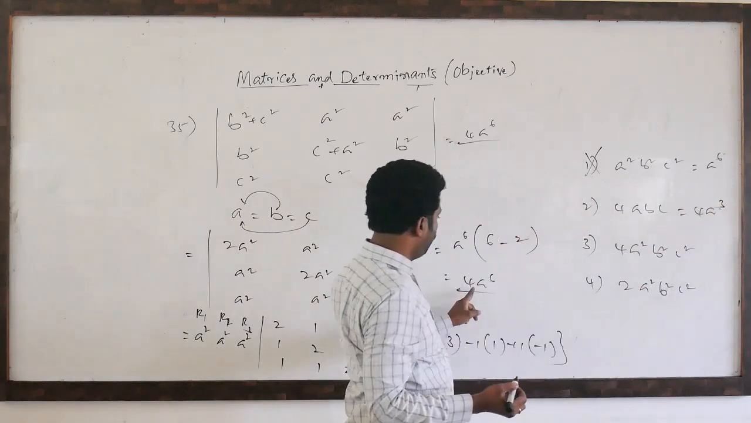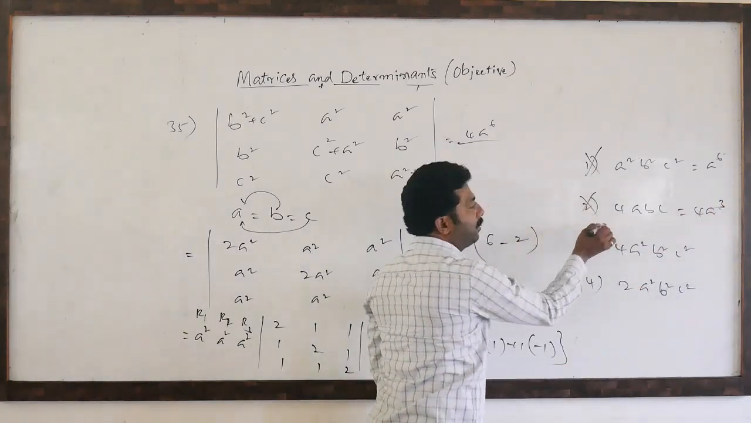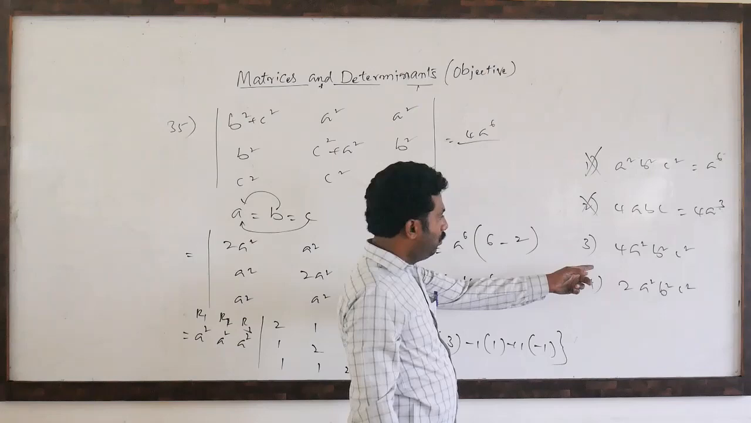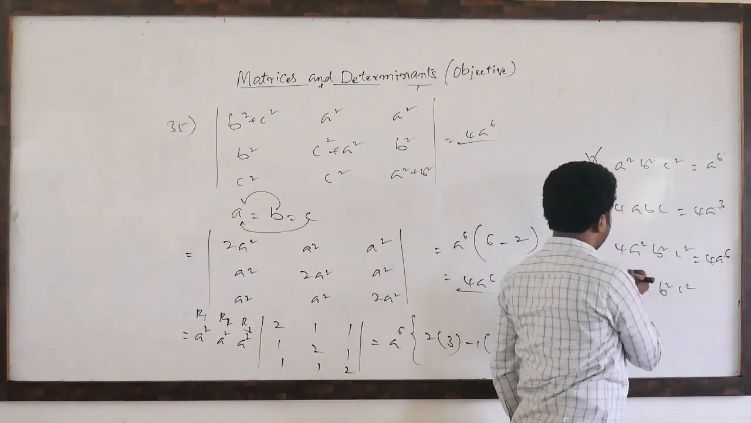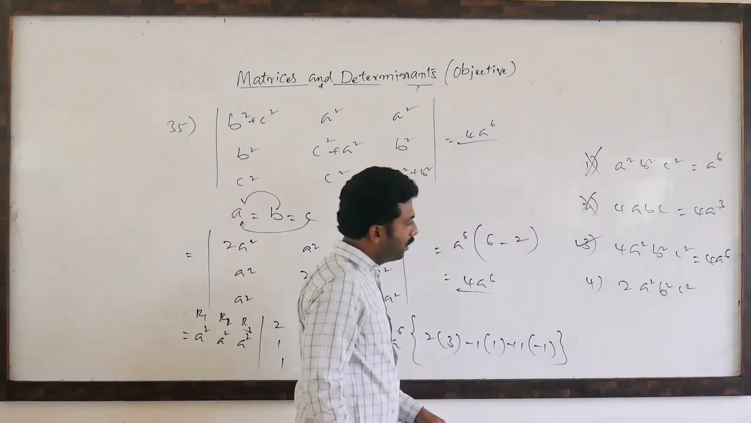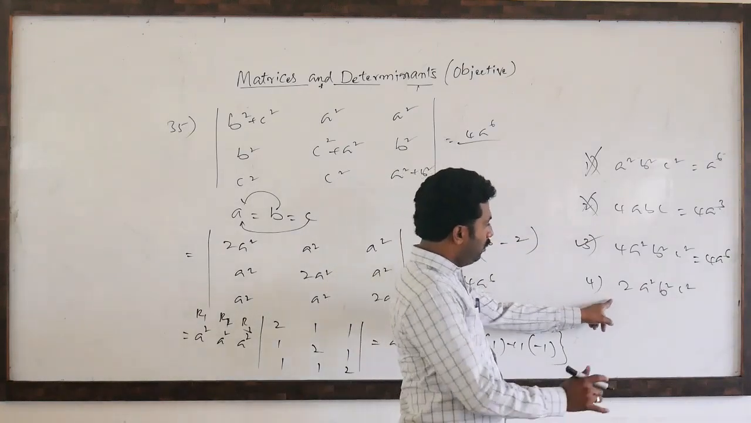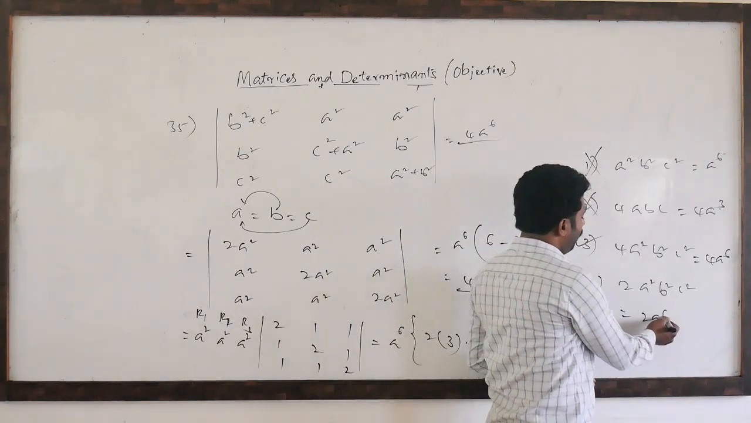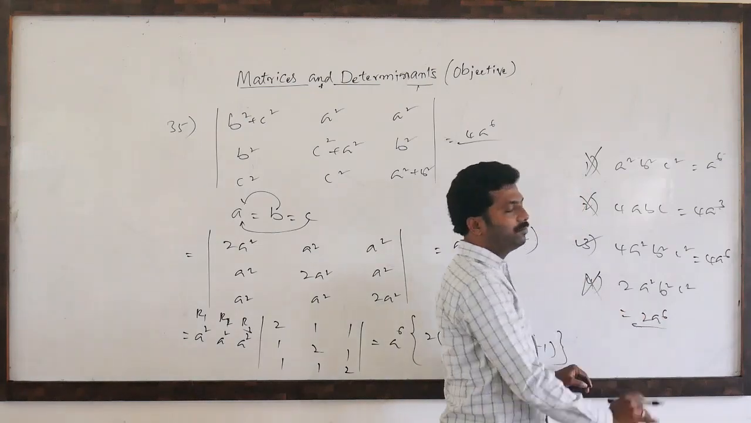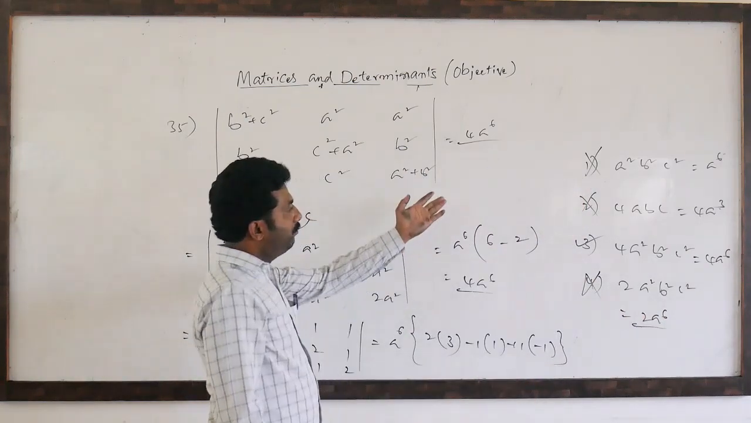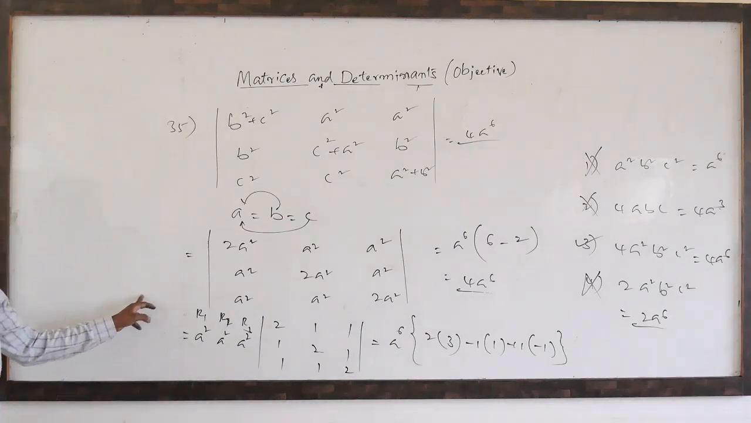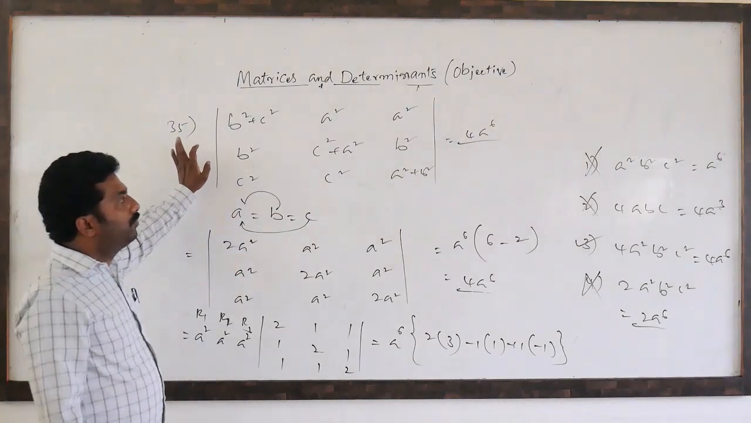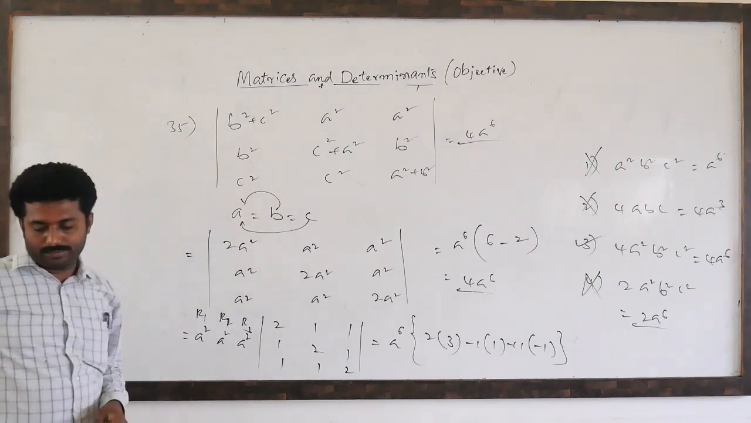But we got a power 6, so you can delete this option also. 4 into a square, how much will we get? 4 into a to the power 6. Maybe this is the answer. If you observe here, 2 into a to the power 6 is the wrong option. So which one is correct? The third option is the answer. Like that we have to simplify this type of questions.